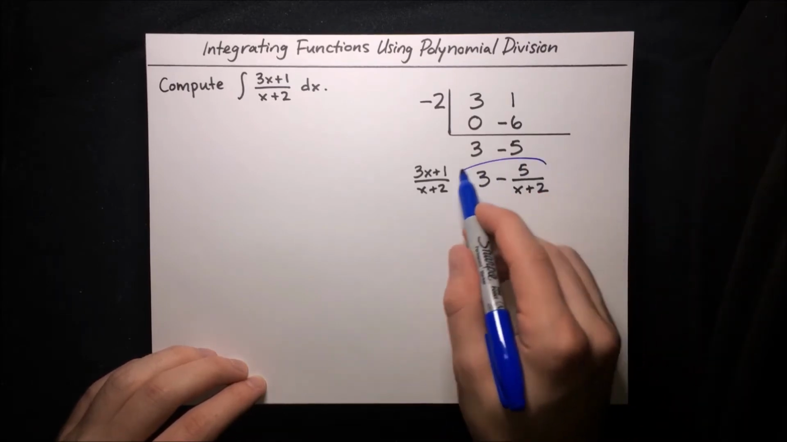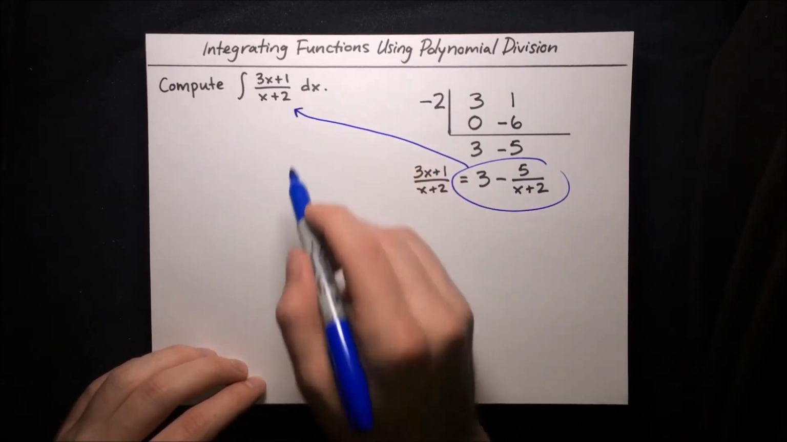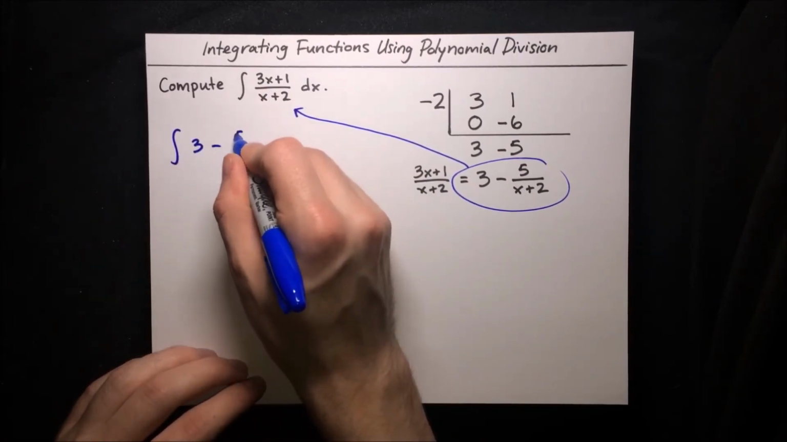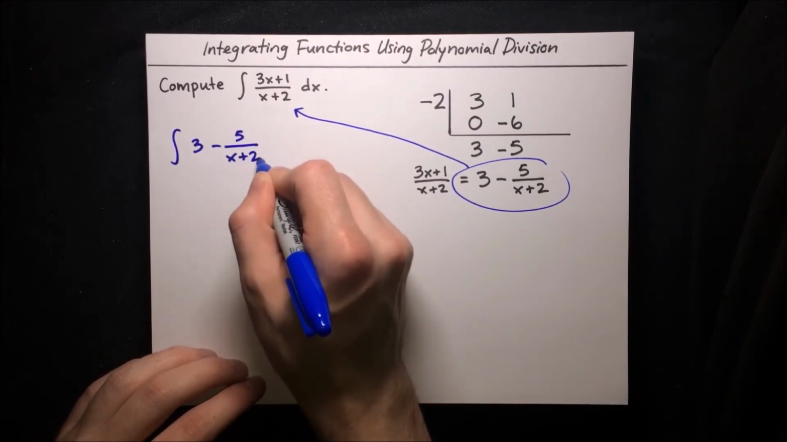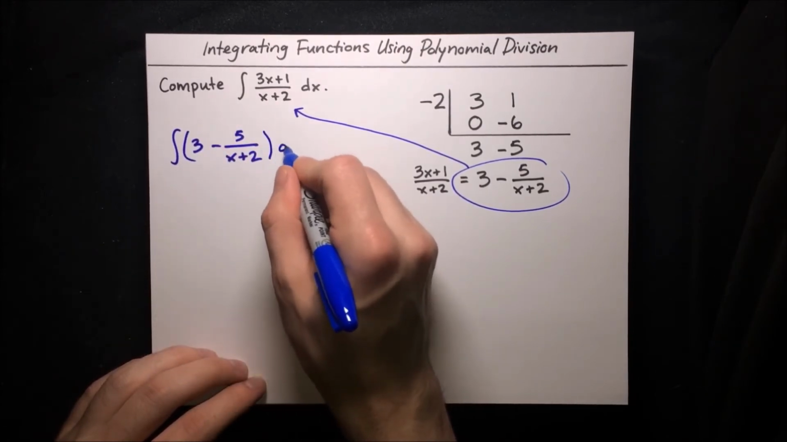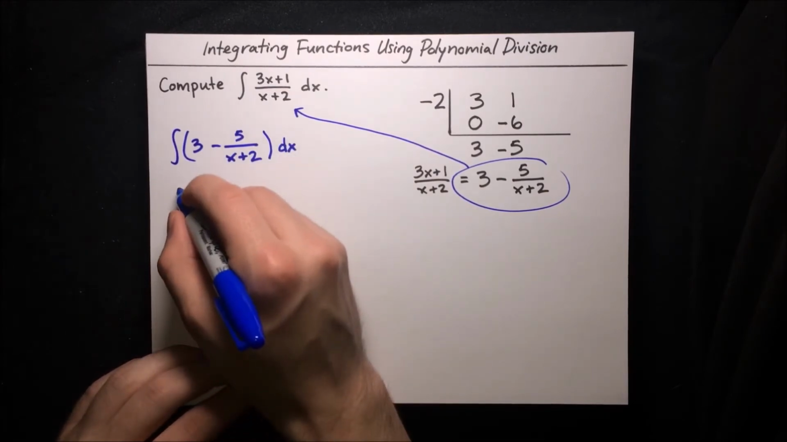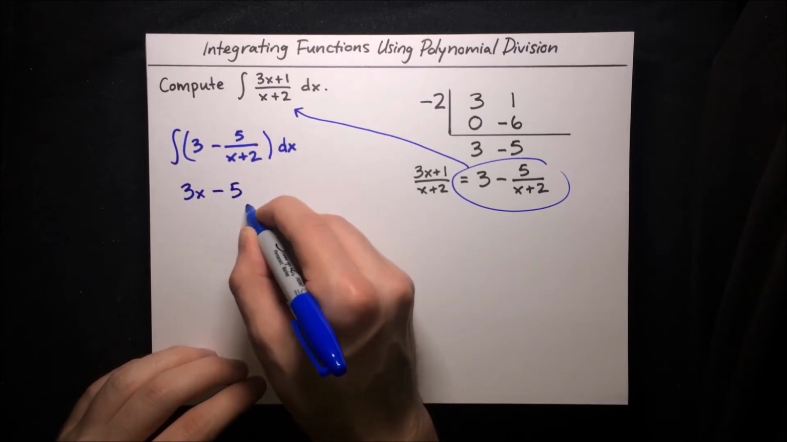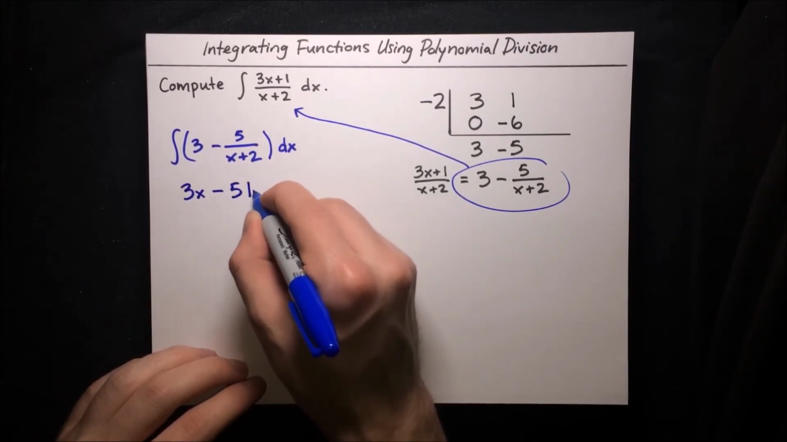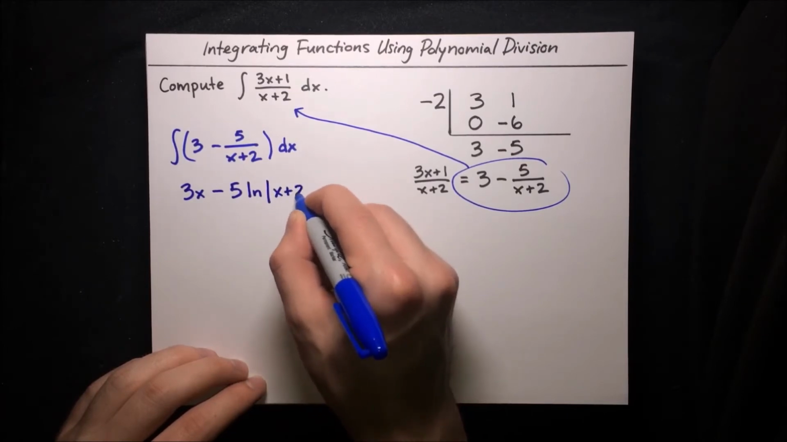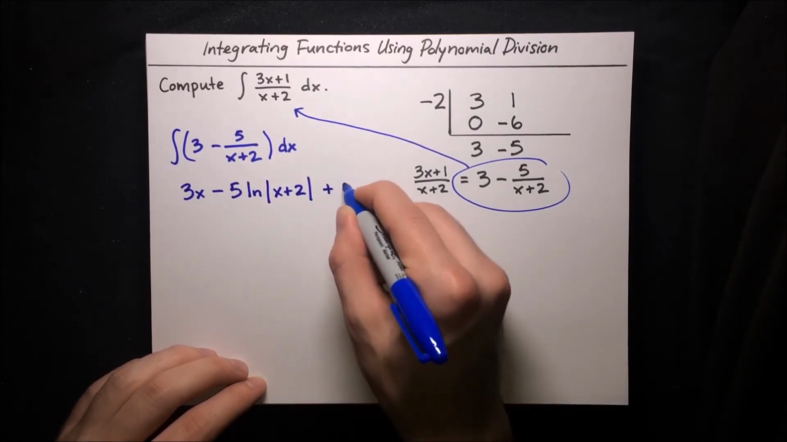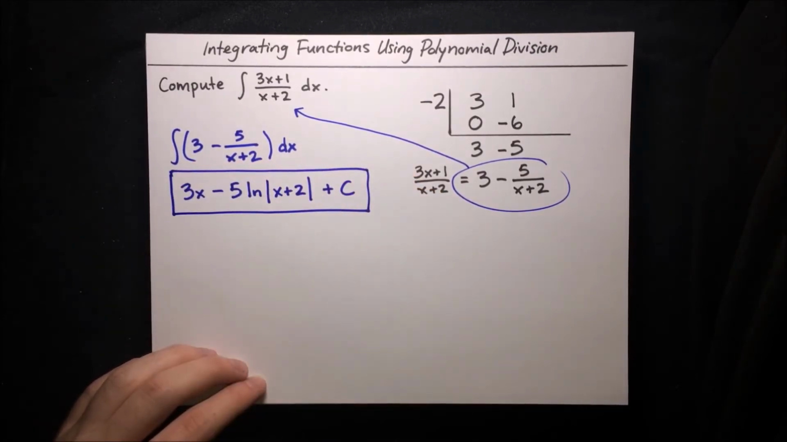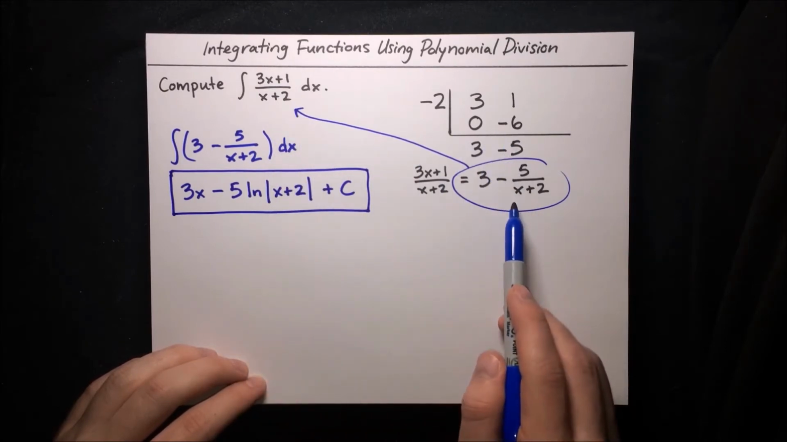So let's take this result and put that in for the rational function in the integral. So this will become the integral of 3 minus 5 over x plus 2 with respect to x. Breaking this up, the integral of 3 is just 3x, and then minus 5 times the integral of 1 over x plus 2, which is the natural log of x plus 2. And don't forget your constant of integration, c. So there we go, that's it. That wasn't too bad. All we had to do was perform synthetic division and then integrate the result.